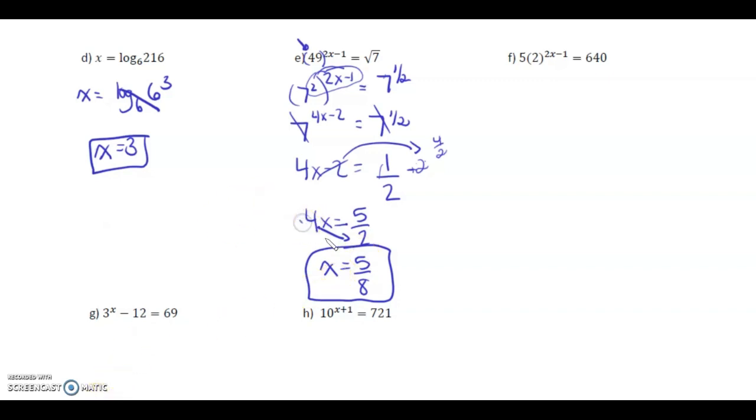Okay, the other way you can do that, instead of like a cross multiplication, you can divide both sides by 4. So that would be like 2 times 4 in the denominator.